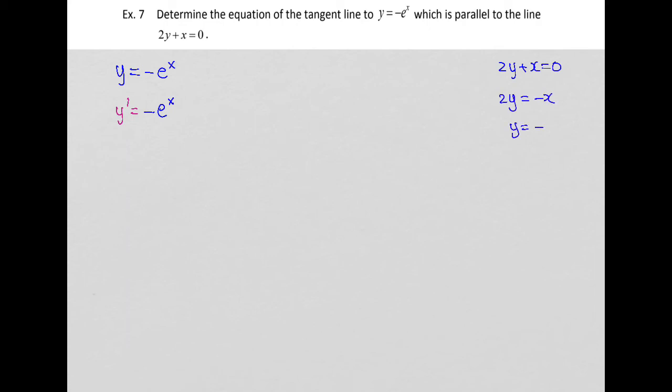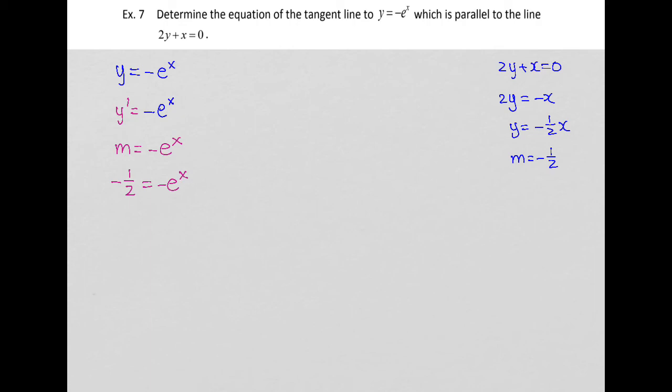Divided by 2 on both sides. You will see the slope is negative half. So I know if they are parallel, they need to have the same slope. So I'm going to substitute the slope into my equation here, which is negative 1 over 2.